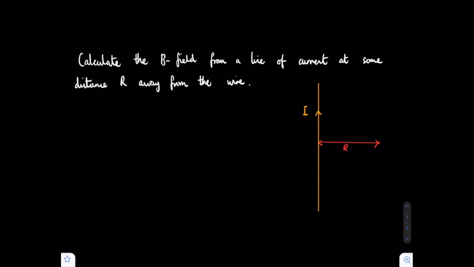Calculate the B field from a line of current at some distance r away from the wire. On the diagram to our right, we can see a current wire, a wire carrying a current, which we would say is infinitely long, and some point P, which has a perpendicular distance r away. In this question, we will try to solve this by using the Biot-Savart law.